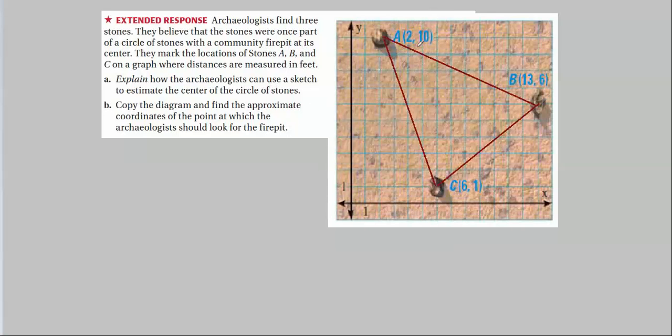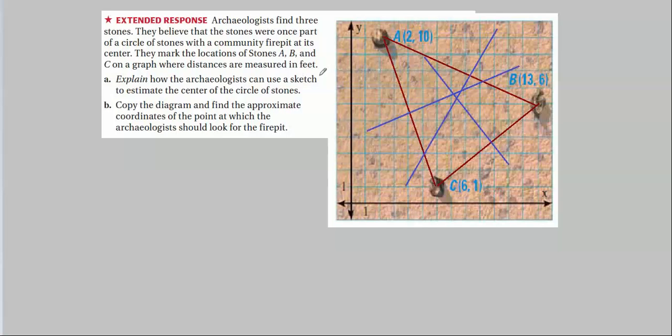So I went ahead and drew in some lines connecting these rocks so that they form a triangle. Now they're saying find the approximate coordinates of the point at which the archaeologist should look for the fire pit. Well, they asked for approximate. Well, anytime somebody says approximate to me, that means I can just draw a picture and guess. Don't have to do a whole bunch of messy distance formulas and algebra and come up with exact numbers. Yeah, saying approximate to a guy like me is dangerous. I will be pretty loose with that description.